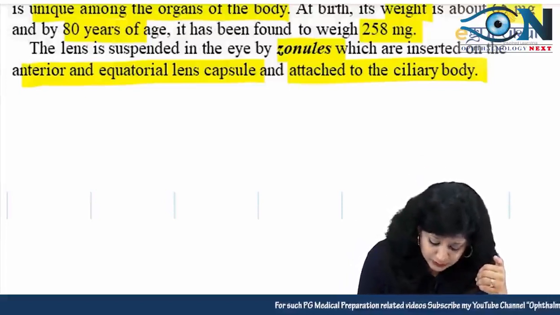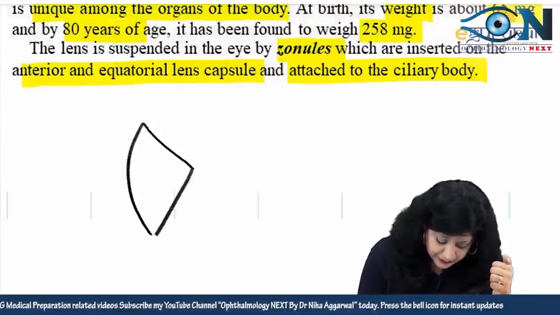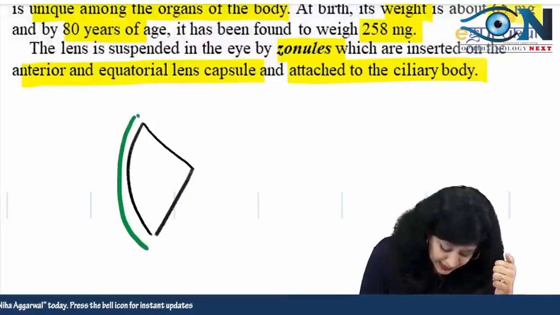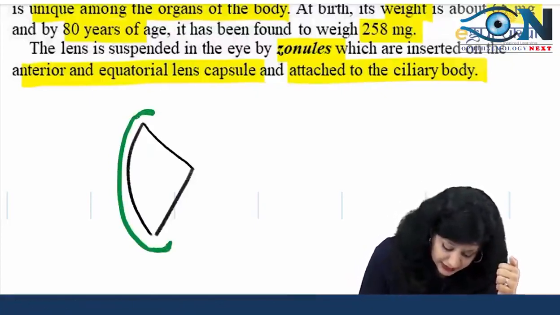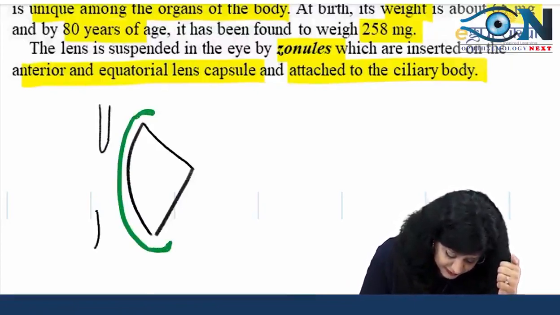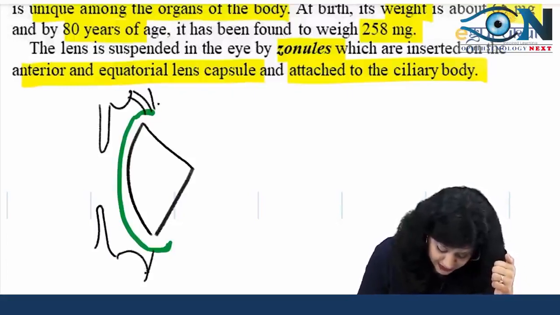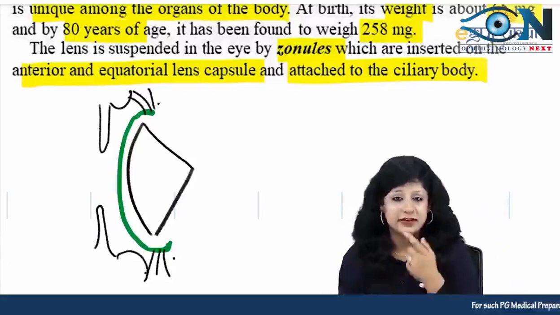If I talk about the lens, suppose this is your lens, and this is your anterior lens capsule, and this is the equatorial area. So these are the two areas here, and here you have the iris, and this is your ciliary body. So zonules are attached to these areas. I think now it's very clear where the zonules are attaching.